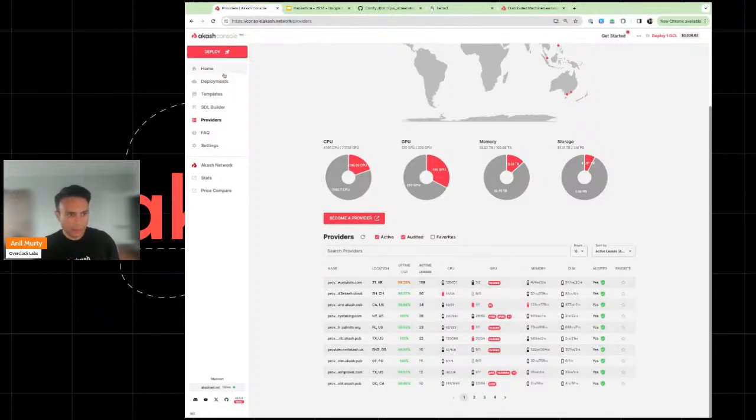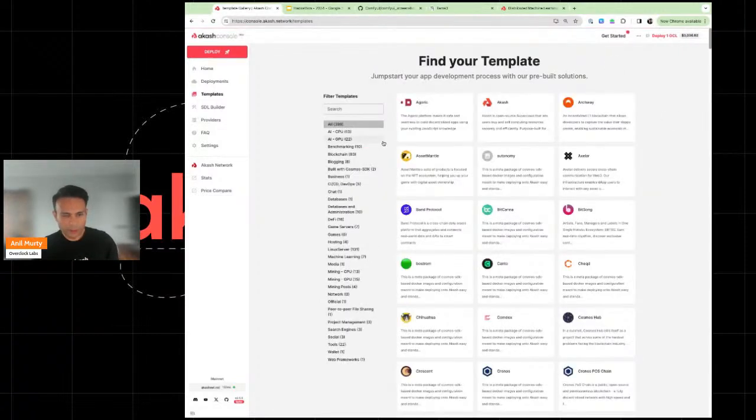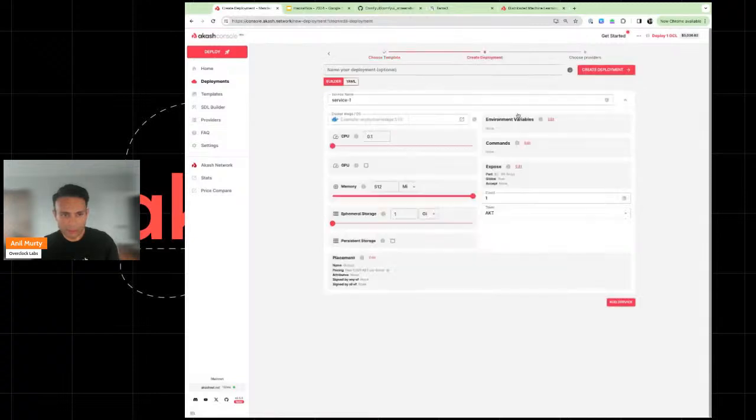Now, if you want to deploy an application, you can go ahead and click on the deploy button here. What you'll see is there are basically two ways that you can go about doing this. If you're just exploring, you can click on search marketplace. Here we have a whole bunch of ready-made templates for applications that you can deploy, with a good categorization of them in terms of AI apps, databases, and so on. But if you have a custom SDL that you want to deploy, you can go ahead and deploy that using the build template option.